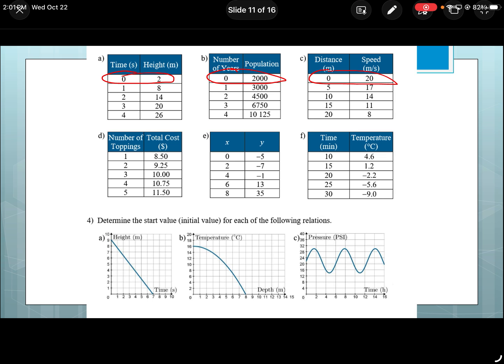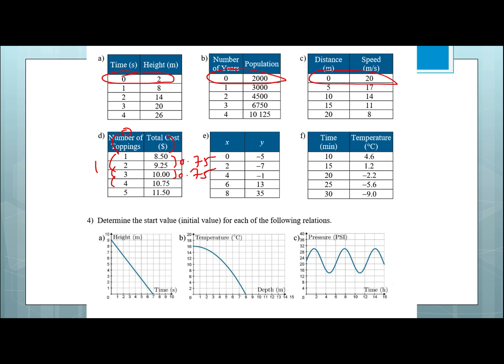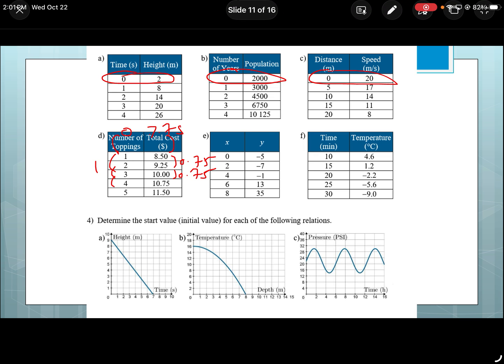For these ones, you have to find out what's happening. So luckily this is going up in 1s, which is lovely. This one's going up in 75 cents. Notice how I didn't get it wrong this time. Second time's a charm. So then, if I want to go back to 0, I need to go back 75 cents, and I believe that's 7.75. So if you've got 7.75, then well done. What about here? Easy.